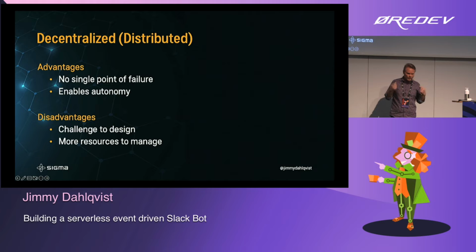It enables autonomy, since the teams are now fully responsible. The microservice and the team owns the event bus as well, so fully autonomous. The disadvantage is it is a challenge to design. This is a super distributed system, and everyone that has been designing a distributed system knows all the challenges there are with building and designing a distributed system. And there are more resources to manage, which can take time.